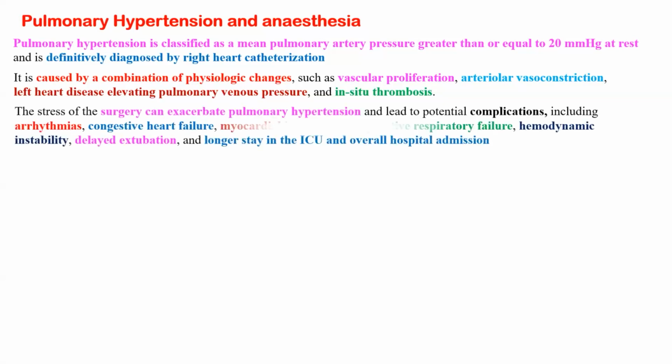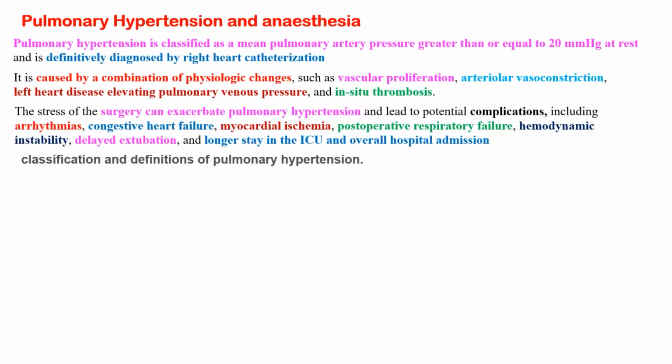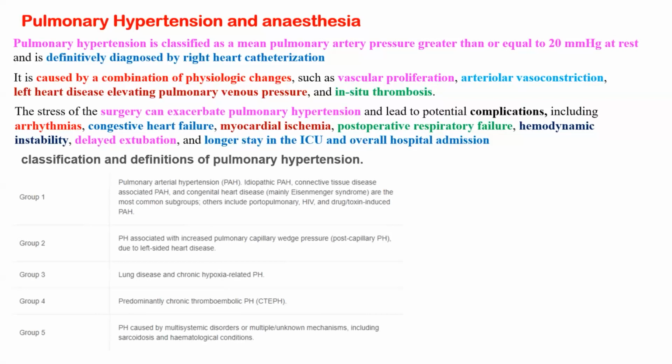Normally, it is a low pressure circulation, as you all know. So the pressure is not that much as you have in the systemic vessels. So even a small elevation causes a good strain on the right ventricle to empty its volume into the circulation. And any surgery can exacerbate this pulmonary hypertension, leading to complications like arrhythmia, congestive heart failure, myocardial ischemia, respiratory failure, hemodynamic instability, all this.